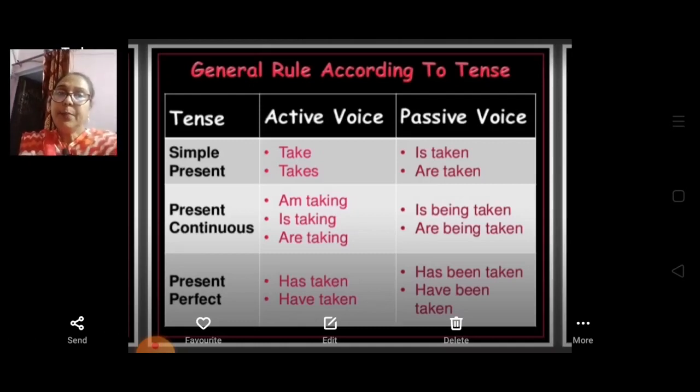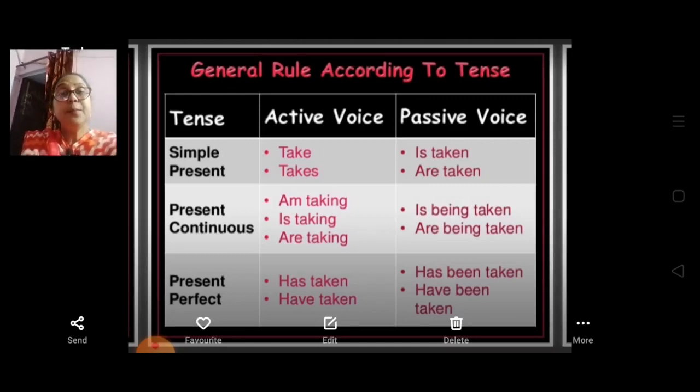Now in present continuous tense, when we are supposed to change active to passive, if it is written am taking, we will write is being taken. Is taking, are being taken, so being will be there. Being and the past participle of the verb. And if it is written are taking, then are being taken.